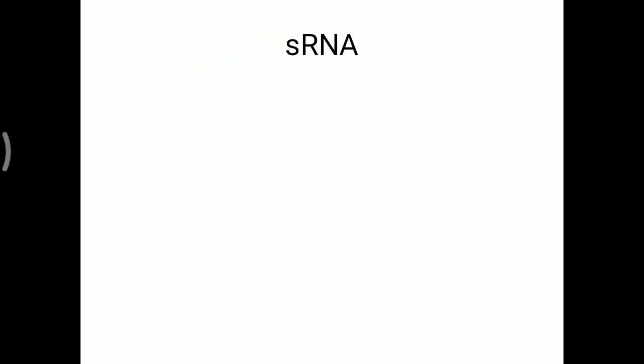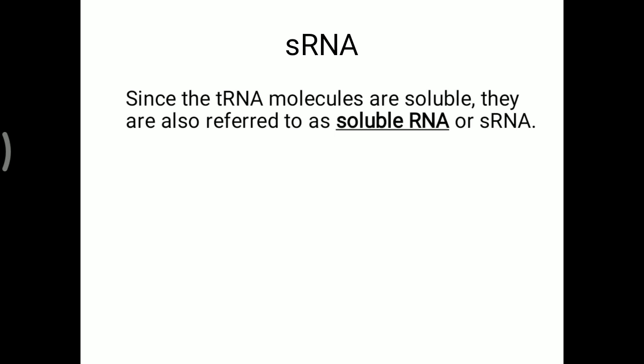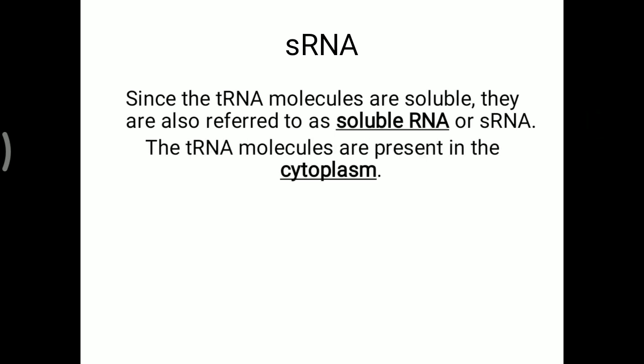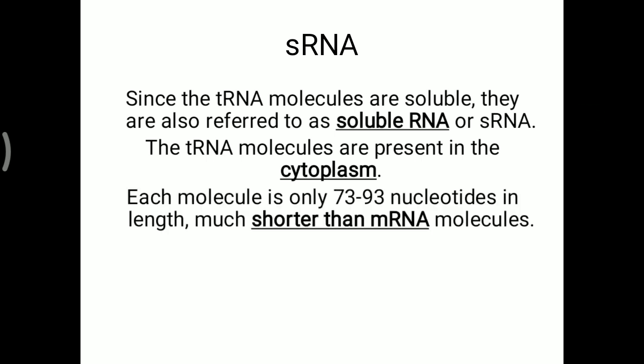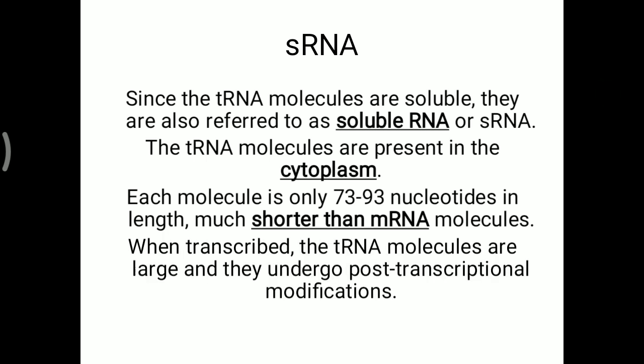Now these tRNA molecules are soluble, so they are also referred to as soluble RNA or sRNA. The tRNA molecules are present mostly in the cytoplasm. Each molecule is only 73 to 93 nucleotides in length, much shorter than the mRNA molecule. When transcribed, the tRNA molecules are large and they undergo post-transcriptional modification.